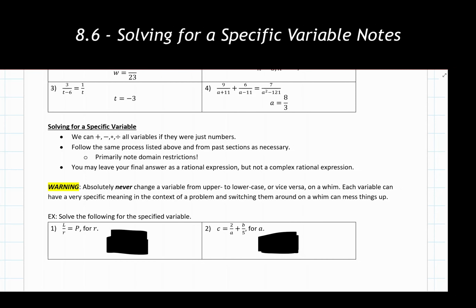The second part of 8.6 has us working with solving for a very specific variable. The big thing to note and remember when you are solving for a specific variable is that we are able to add or subtract, multiply or divide all variables as if they were just numbers. So we're going to see generally 2, 3, 4, 5 different variables all showing up in one single problem.